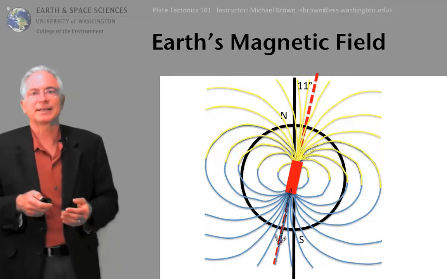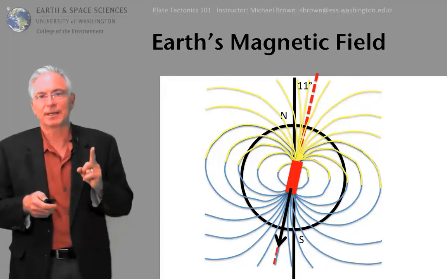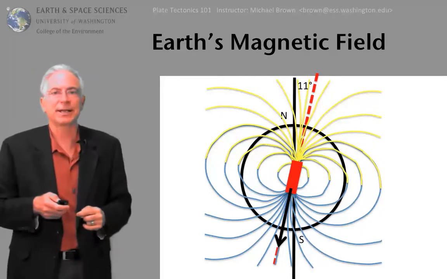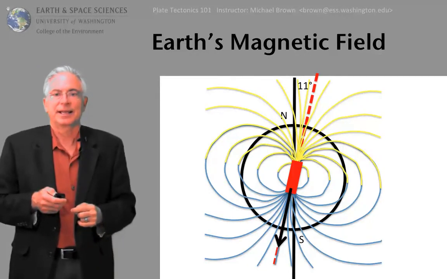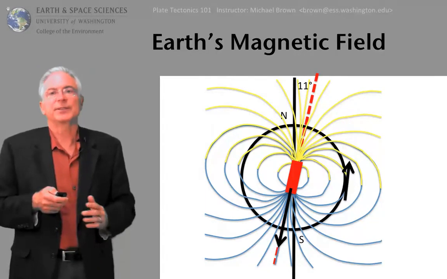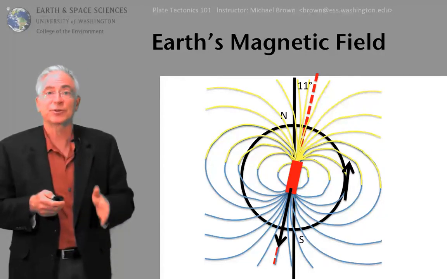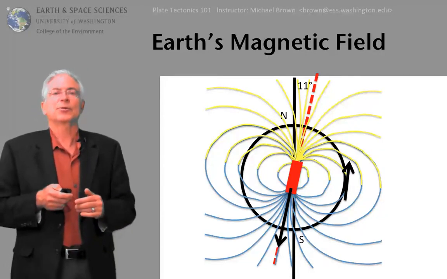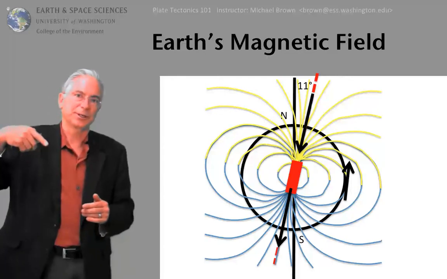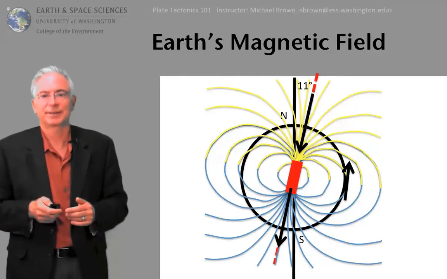Now notice that at the south magnetic pole, the magnetic lines are pointing straight out of the Earth, and at the equator, magnetic field lines are tangential to the Earth's surface or horizontal, and at the North Pole, they are oriented vertical, pointing into the Earth.